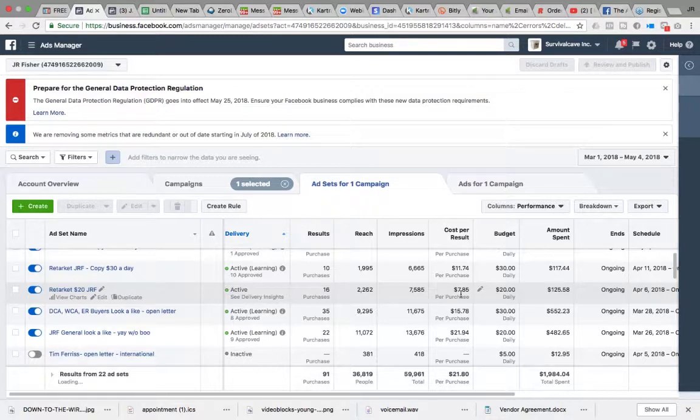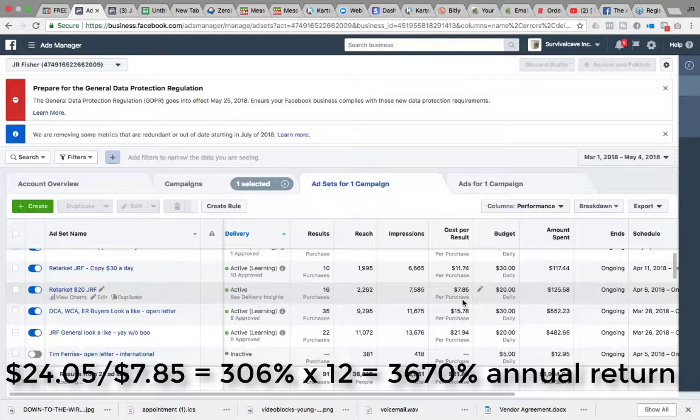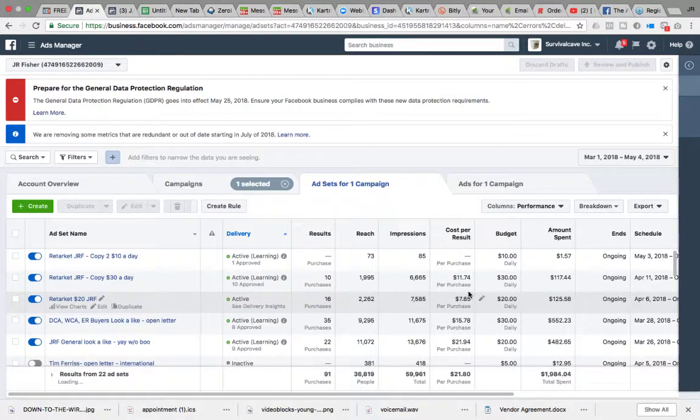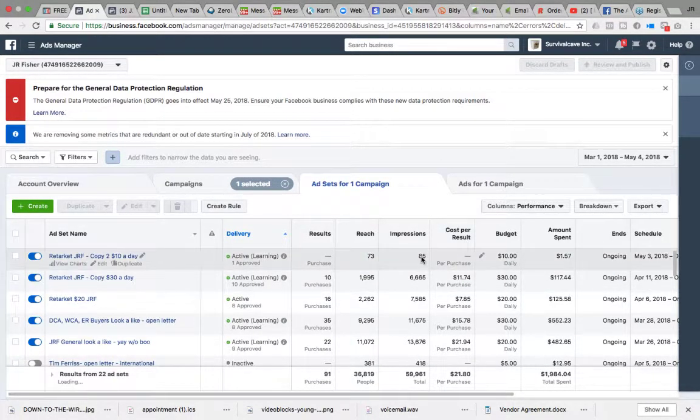Let's take a look at this one here. Right now, it's only costing me $7.85 to get a purchase. I got 16 purchases in here. So if I take 2405, divide it by 7.85, I've got a 300% return on this. It's insane, right? And then you take 300% and you multiply that times 12. So I've got a 3,670% return. It's insane, right? This one here is new, so we can't really tell anything on that one yet.